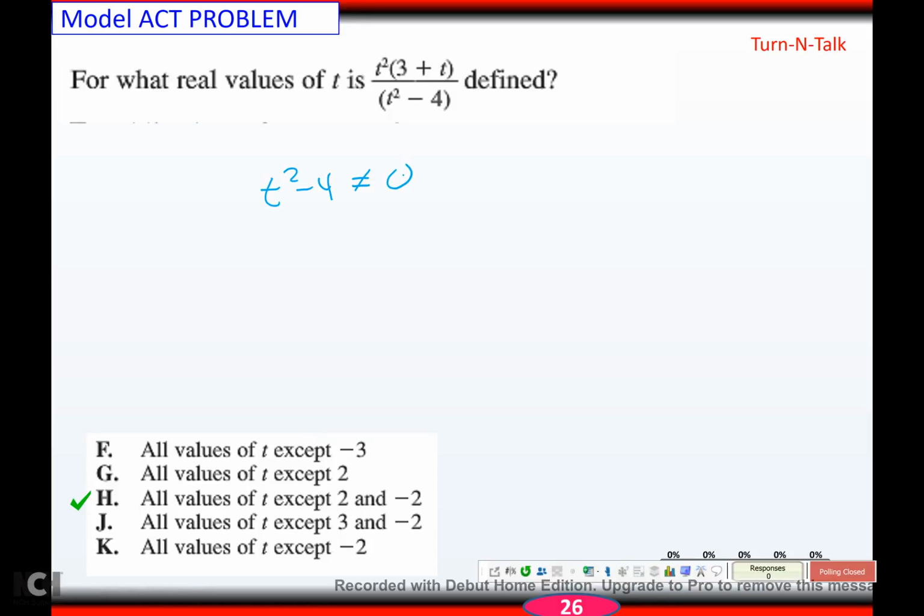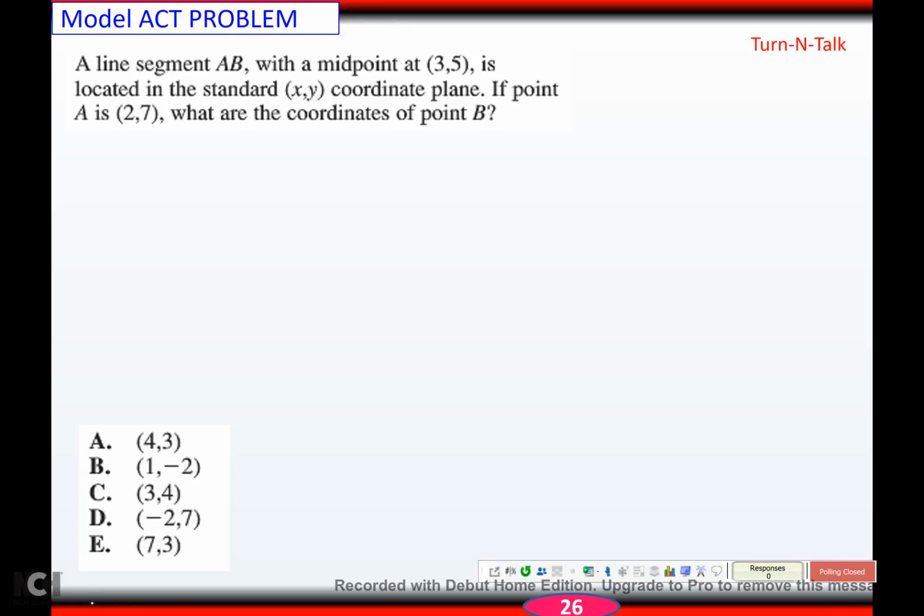So if I solve that, add 4, t squared can never equal positive 4, square root. t can never equal plus or minus 2. So it's defined everywhere except for values that make my denominator 0. Okay, try this one. Hit pause. Come back when you're ready.